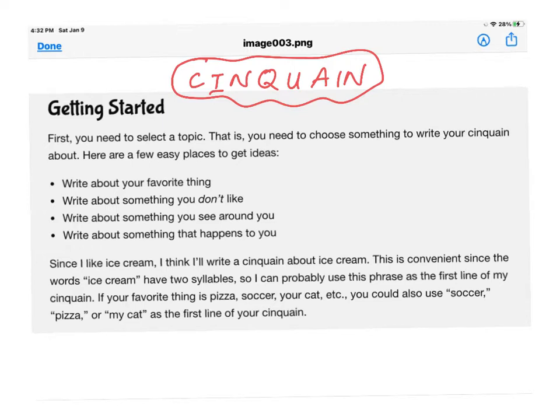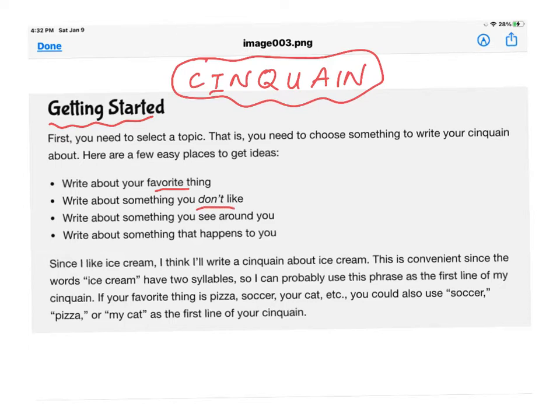But first, we're going to talk about getting started because you're going to need a topic for your poem. That is, you need to choose something to write your poem about. So here's some ideas. I could write about my favorite thing. Maybe my favorite thing is soccer. There's my topic.